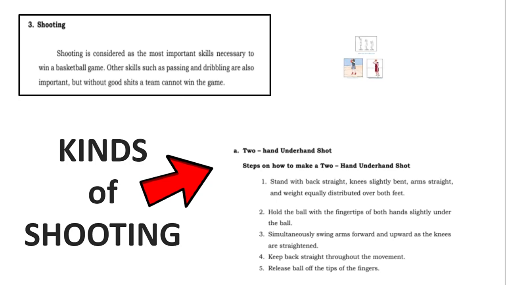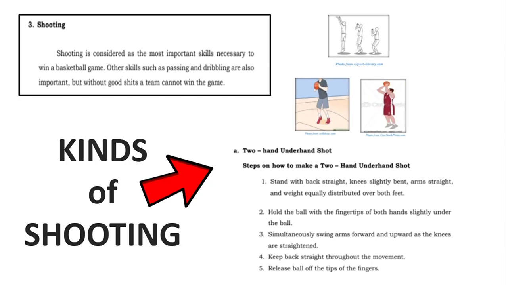One, we have here the two hand underhand shoot. The process is you need to stand with back straight. Ayan, naka-stand po siya, back straight. Knees slightly bent, this one. Arms straight and weight equally distributed over both feet. So, it is equally distributed over both feet because you are standing straight. At the same time, you are weighing your body.